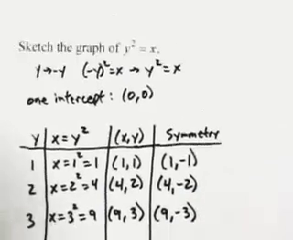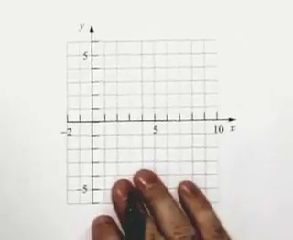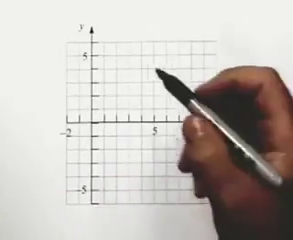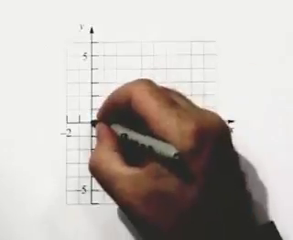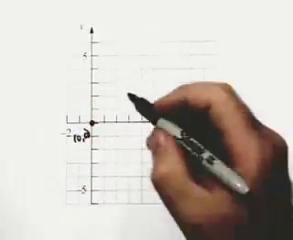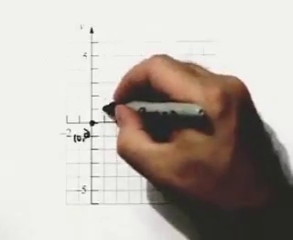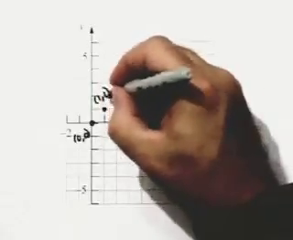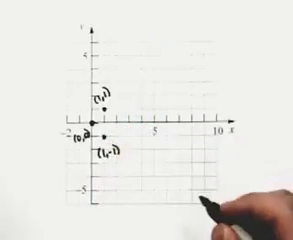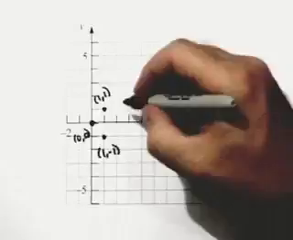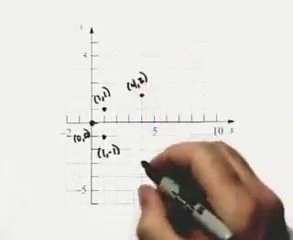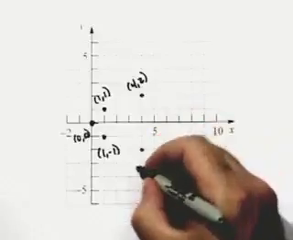So our next step is to plot those points that we found, including our intercept. We'll go to our grid. We're going to plot the intercept at 0, 0. We found the point 1 comma 1. And from symmetry, we found the point 1 comma negative 1. We also found the point 4 comma 2. And from symmetry, the point 4 comma negative 2.